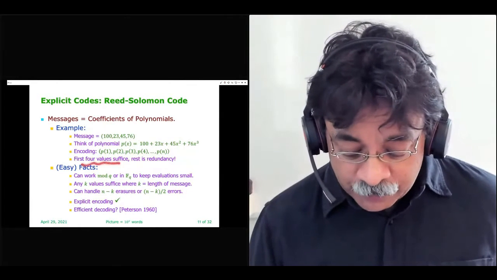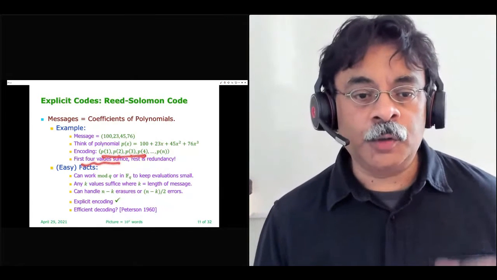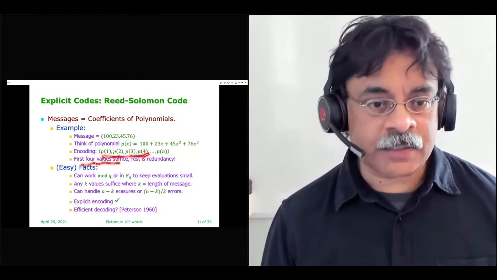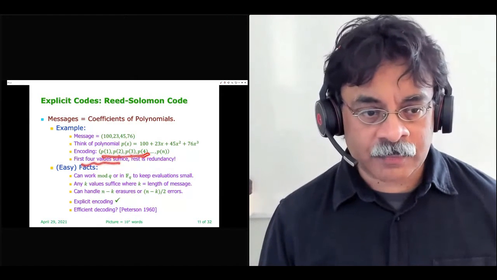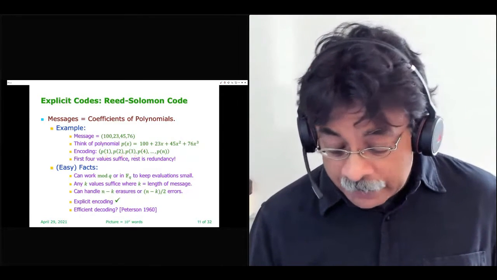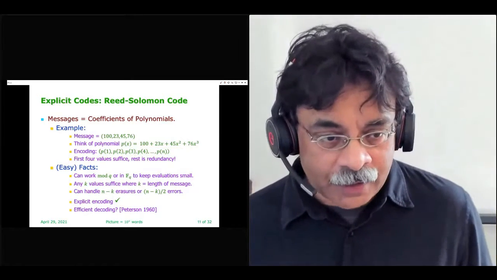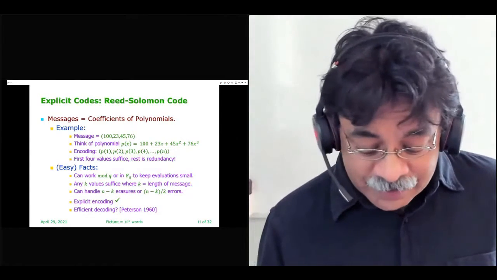Well, we know that the first 4 values already suffice for you to know the coefficients. This is called polynomial interpolation. It tells us that if I tell you the value of a polynomial at 4 places, then I should be able to figure out the coefficients of the polynomial from it. But it's not necessarily the first 4 places.